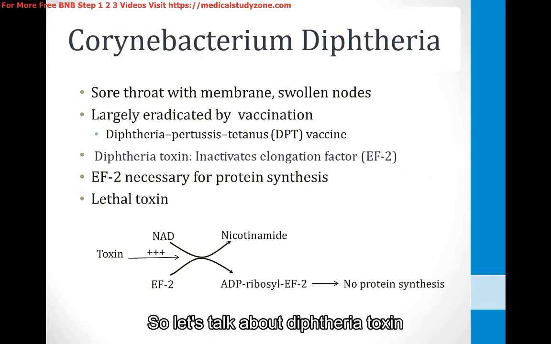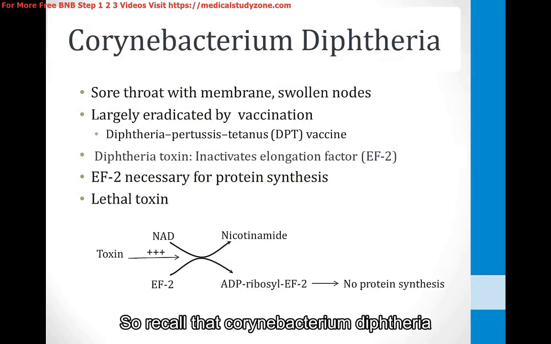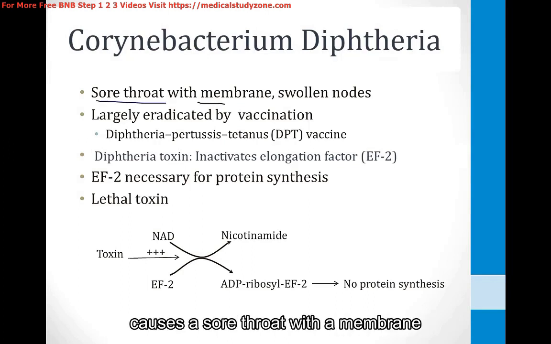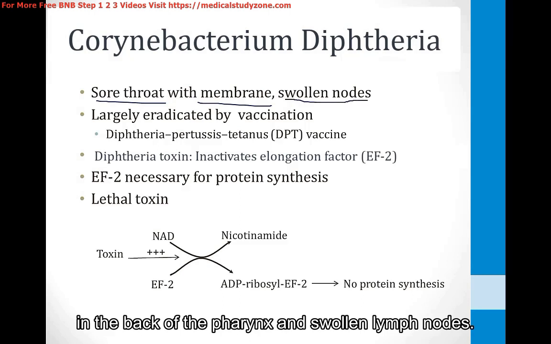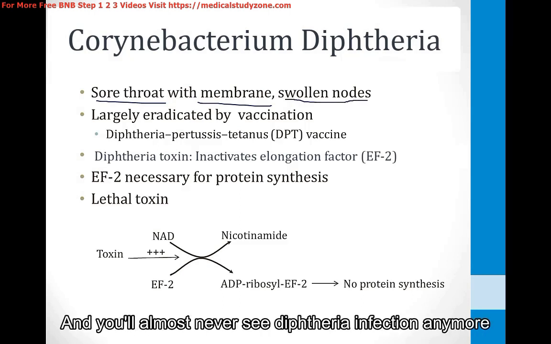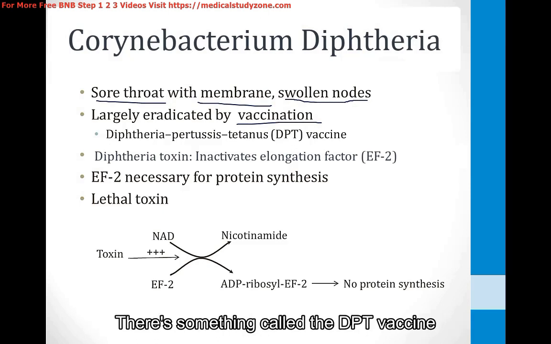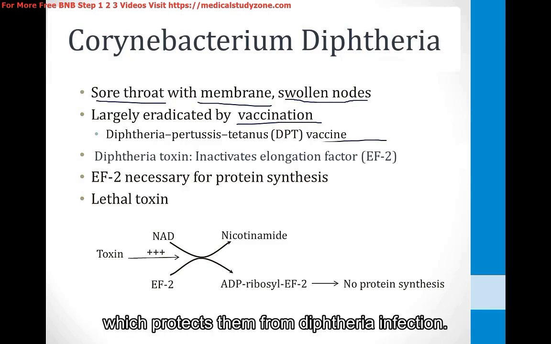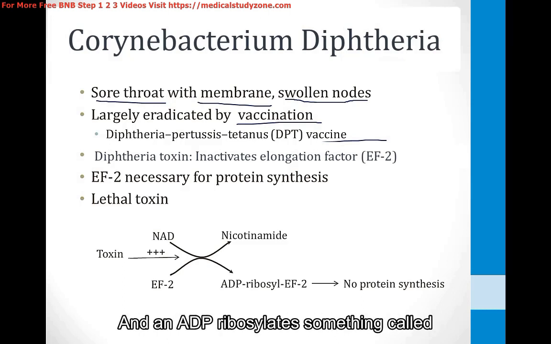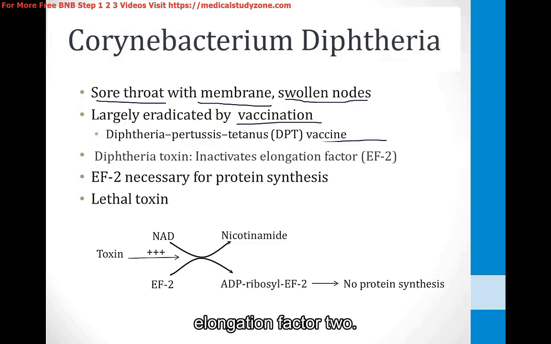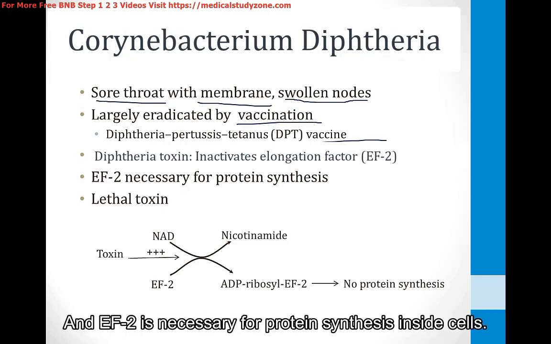So let's talk about diphtheria toxin in a little more detail. So recall that Corynebacterium diphtheriae causes a sore throat with a membrane in the back of the pharynx and swollen lymph nodes, and you almost never see diphtheria infection anymore because it's been largely eradicated by vaccination. There's something called the DPT vaccine that children receive, which protects them from diphtheria infection. Diphtheria toxin works by ADP ribosylation, and it ADP ribosylates something called elongation factor 2, and EF2 is necessary for protein synthesis inside cells.